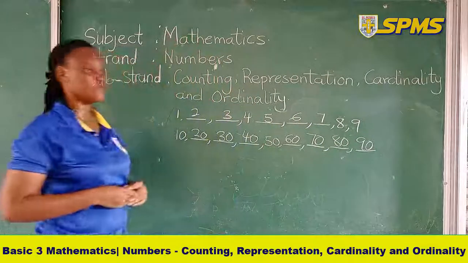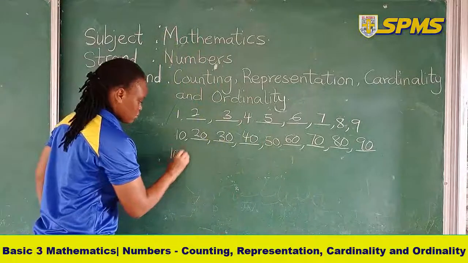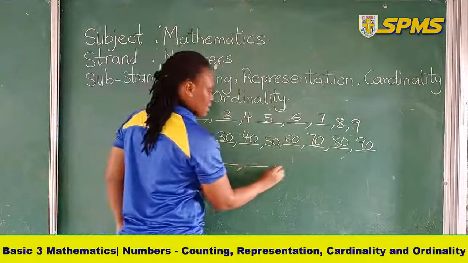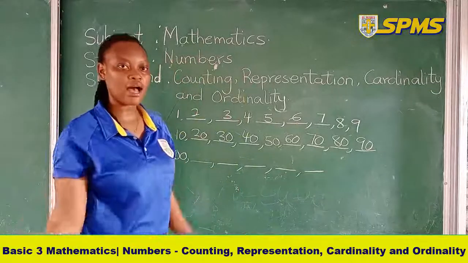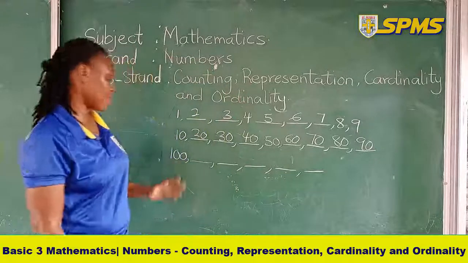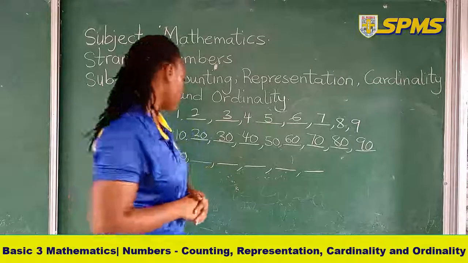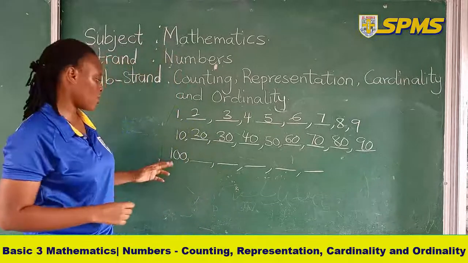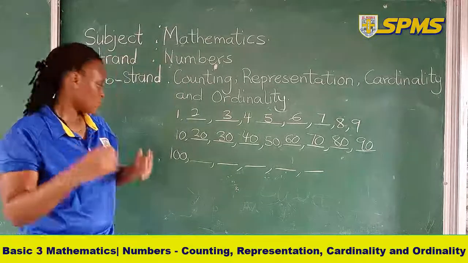Now let us move to the hundreds column. 100 means that we are skip counting in hundreds to any number at all. Our first number is 100, so we are adding another 100 to it to give us the next number. So 100 plus another 100 will give us what? 200.